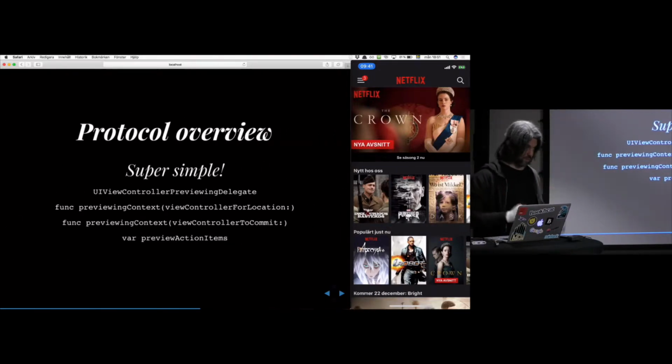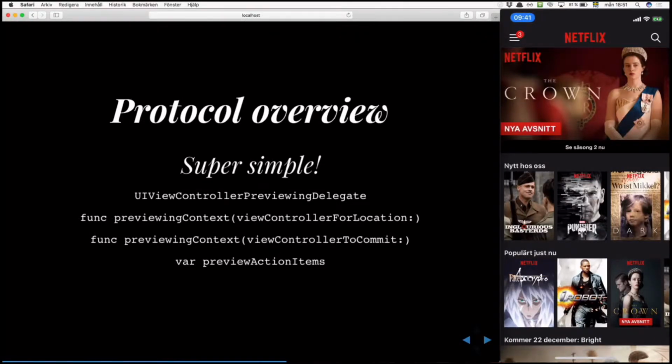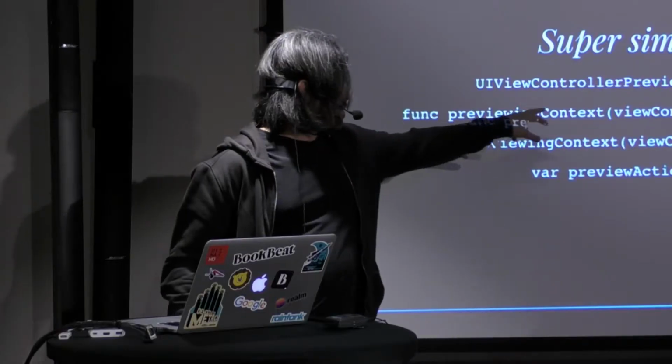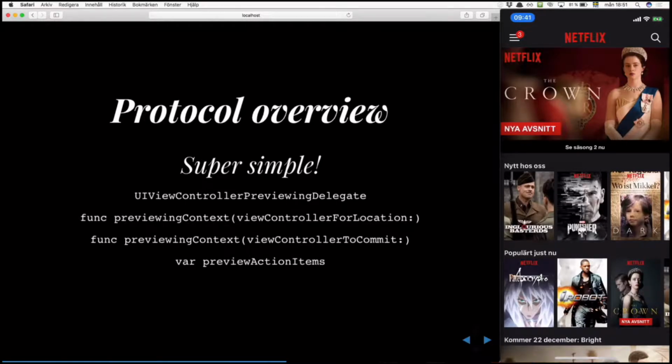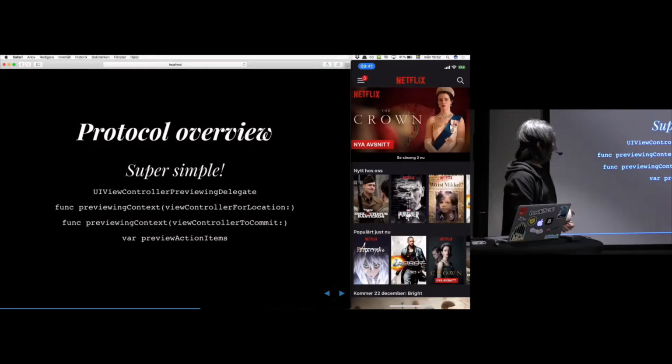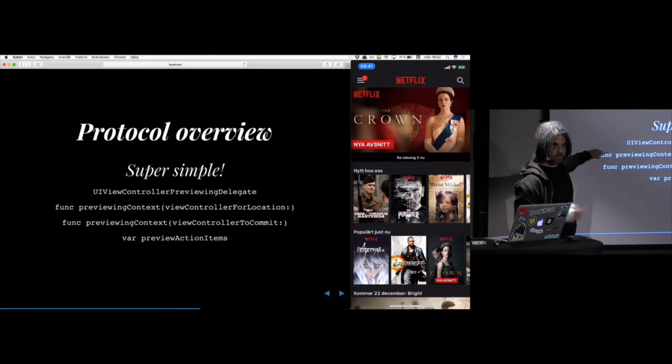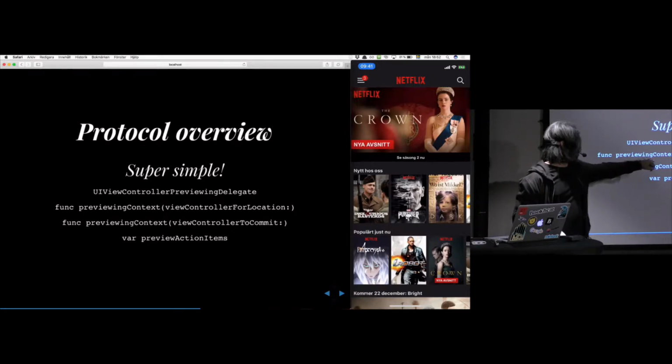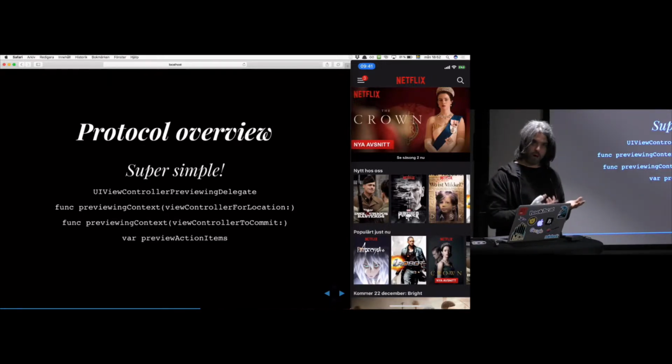If you do want to implement this, you need to implement one single protocol, which is called UIViewControllerPreviewingDelegate. Not too long for being an iOS protocol. And when you do implement it, you have to implement two functions. The first is previewingContext viewControllerForLocation, where location is the point where you tap, where you want to peek. This function corresponds to the peek. And then you have previewingContext commit viewController, which corresponds to the pop.